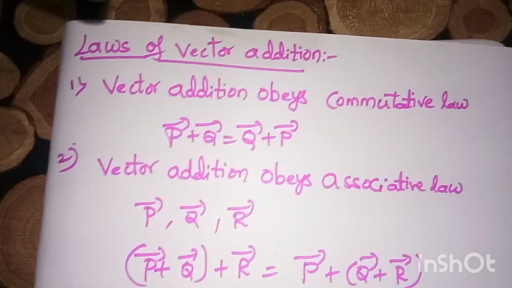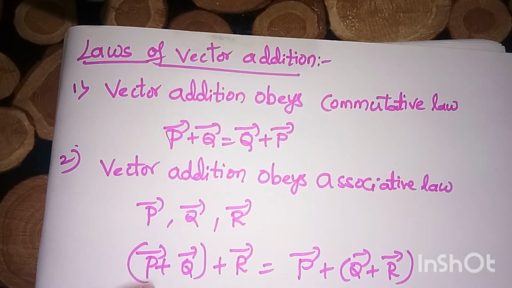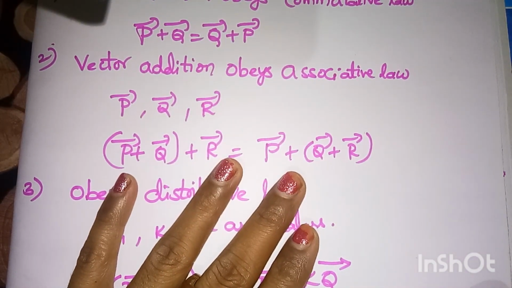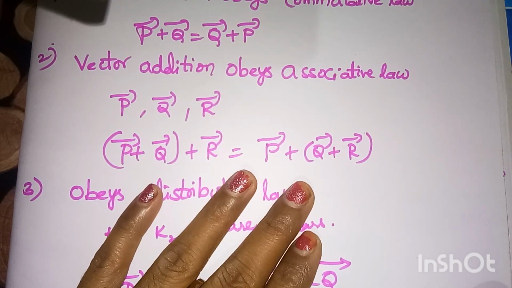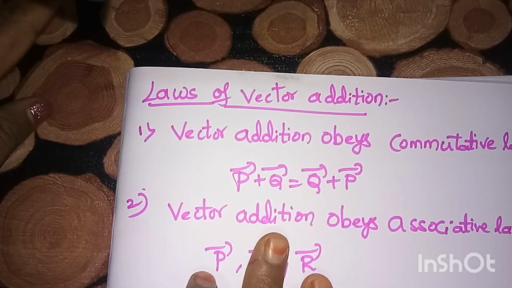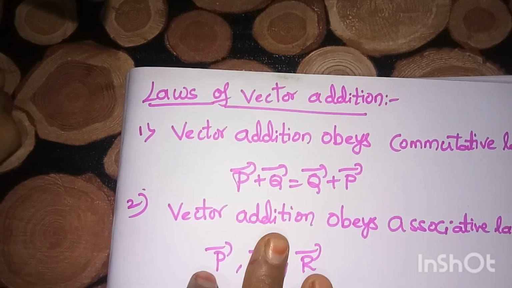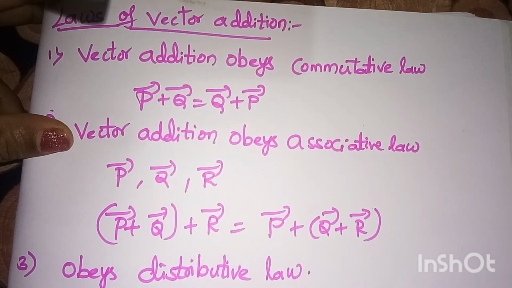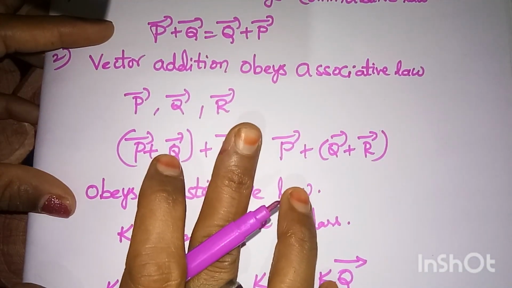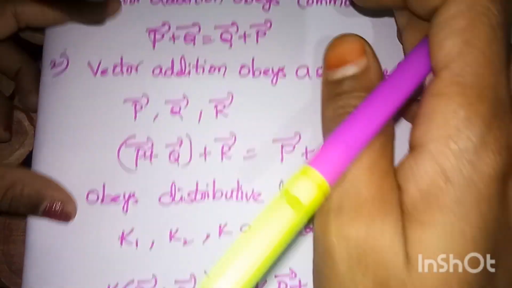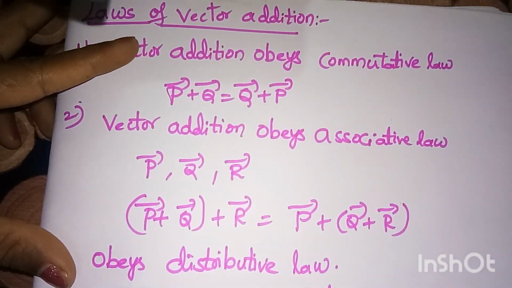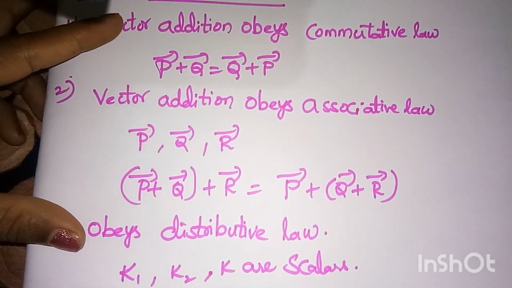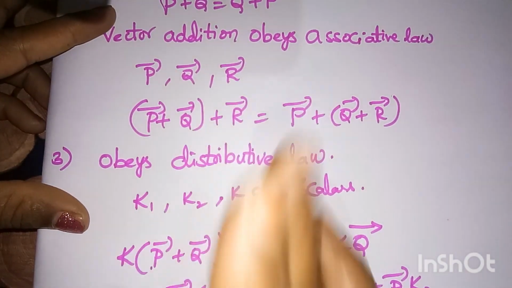So these are the three laws of vector addition, which you should remember, and which are important for multiple choice questions in your examination. So vector addition should obey the commutative law, associative law and distributive law. To form a vector, a physical quantity should follow these three laws, and should have magnitude and direction.